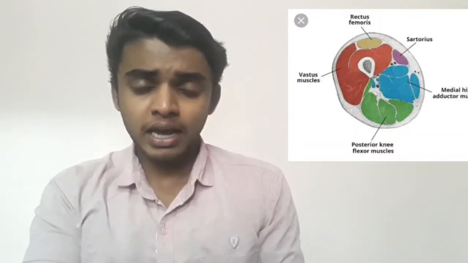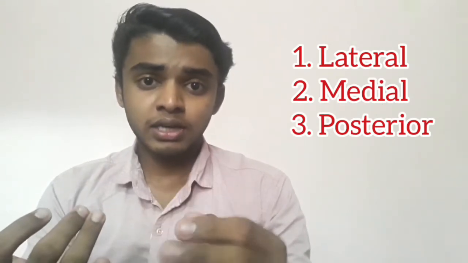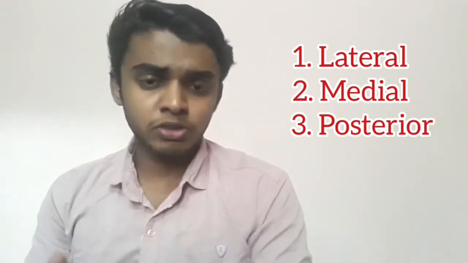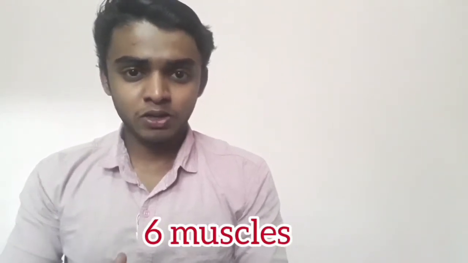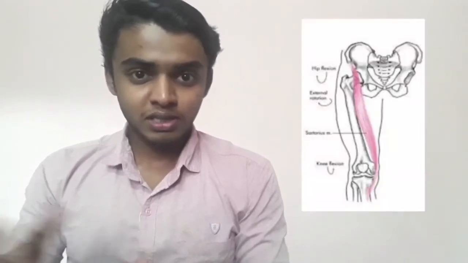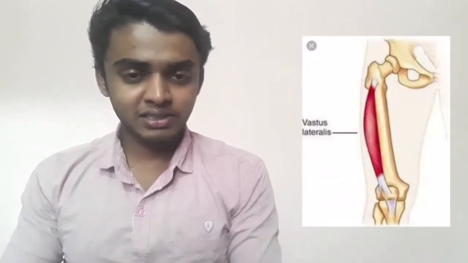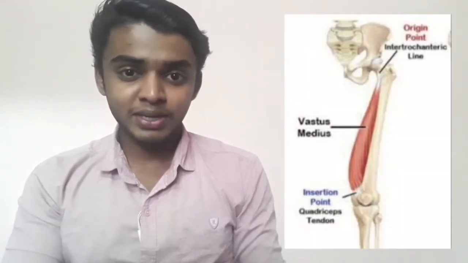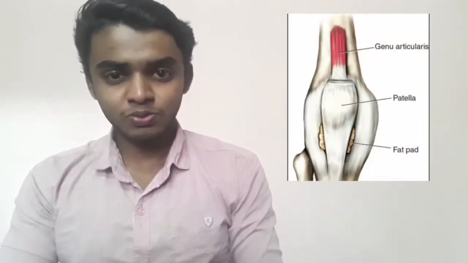Okay, anterior compartment. The anterior compartment is present in between the lateral and the medial intermuscular septum. First of all, the thigh consists of three intermuscular septae, that is a lateral septum, a medial septum as well as a posterior intermuscular septum. So the anterior compartment is present in between the lateral and the medial septum. So if you see the muscles of the anterior compartment, there are 6 muscles from the anterior compartment of the thigh. So what are the 6 muscles? The 6 muscles are sartorius, vastus lateralis, vastus intermedius, vastus medialis, rectus femoris, and finally articularis genu.